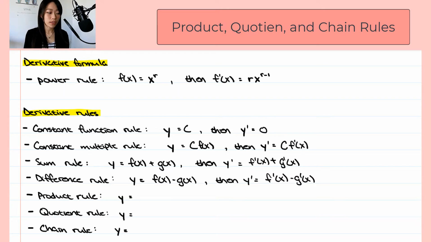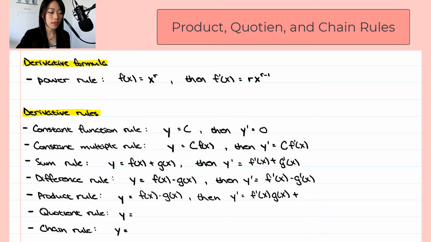Now let's look at 3 more rules. The product rule. If a function is f of x times g of x, then unlike the sum and difference rules, the product rule is a little bit more complicated. So if a function is defined by the product of 2 functions, then y prime equals the derivative of the first function times the second function plus the first function times the derivative of the second function.